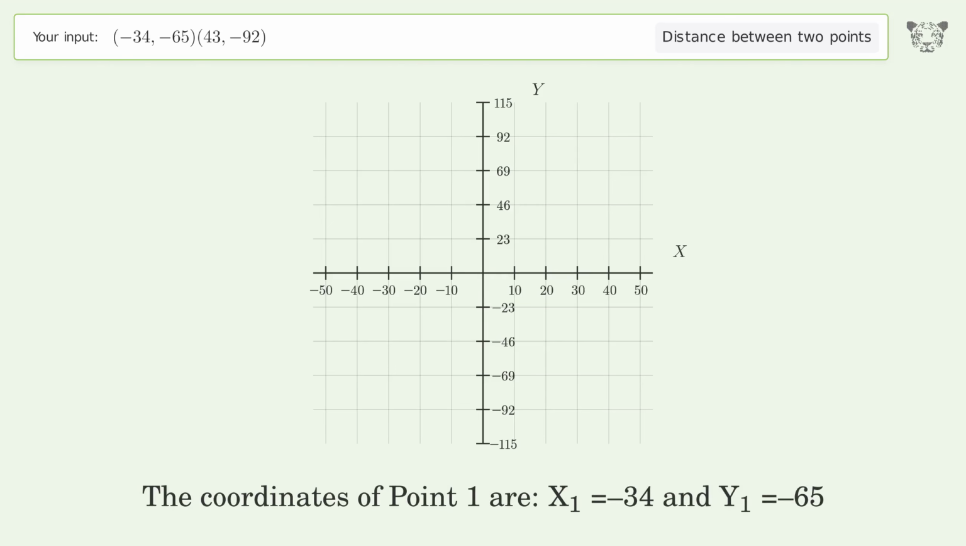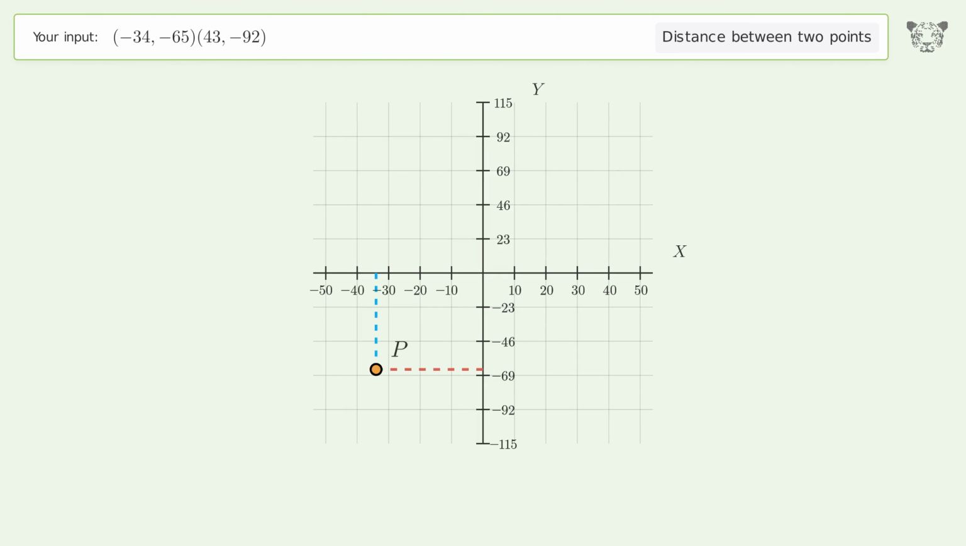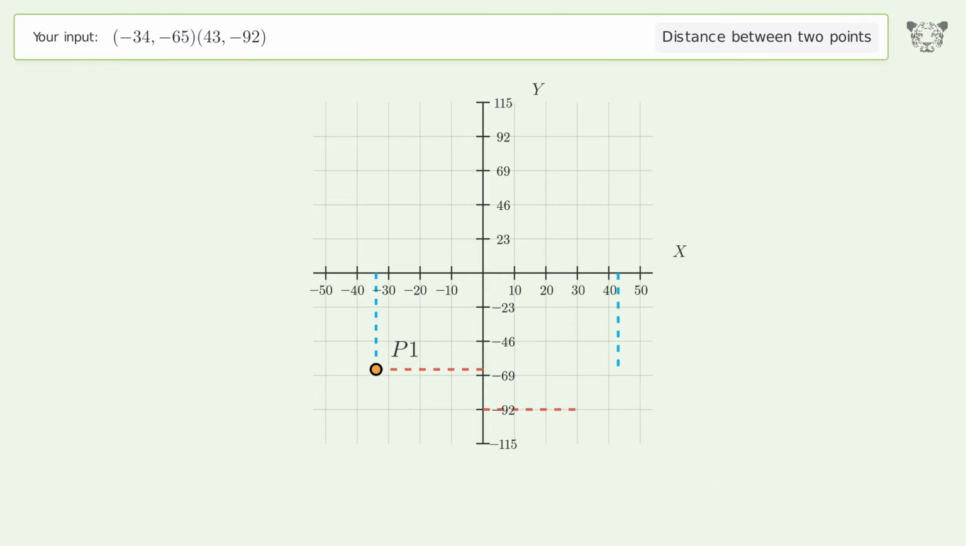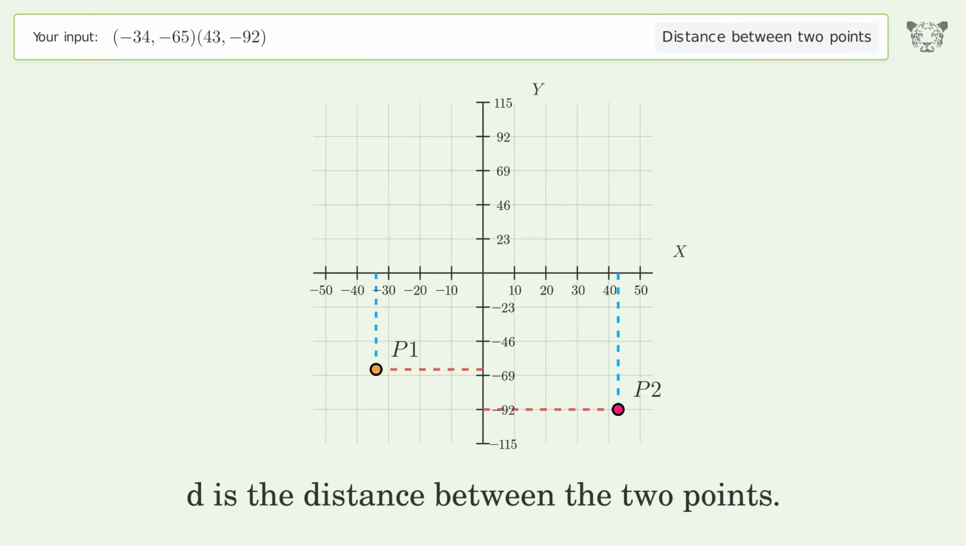The coordinates of point 1 are x1 equals -34 and y1 equals -65. The coordinates of point 2 are x2 equals 43 and y2 equals -92. D is the distance between the 2 points.